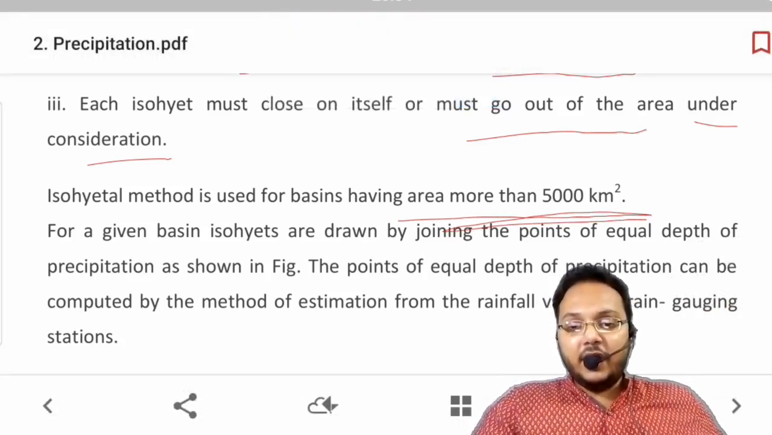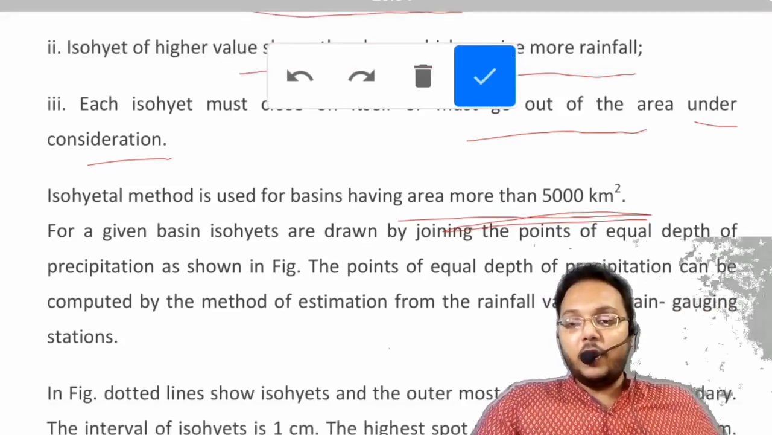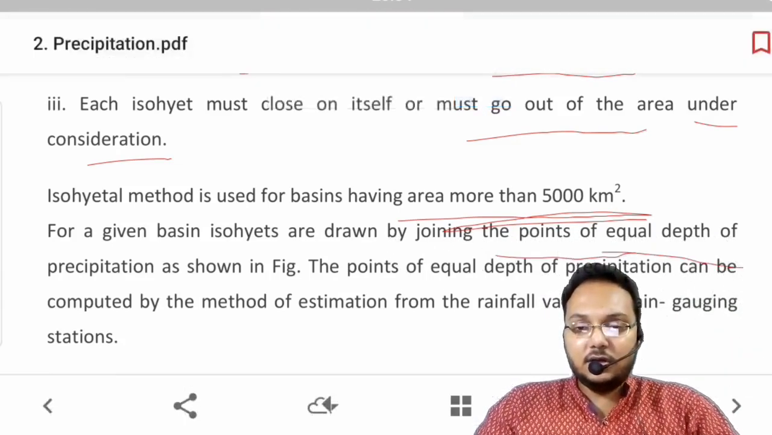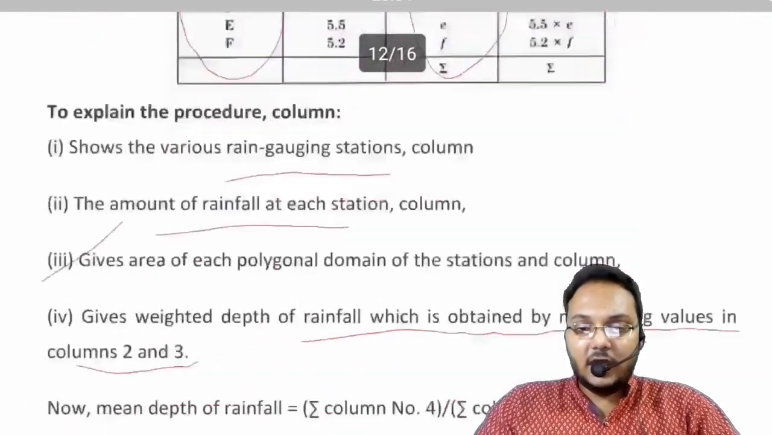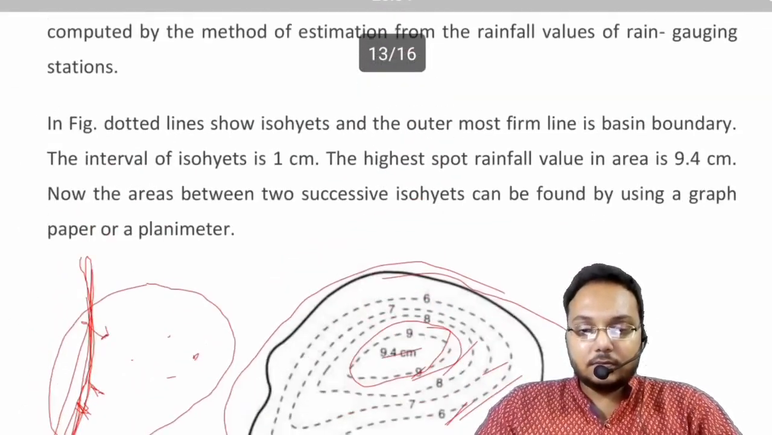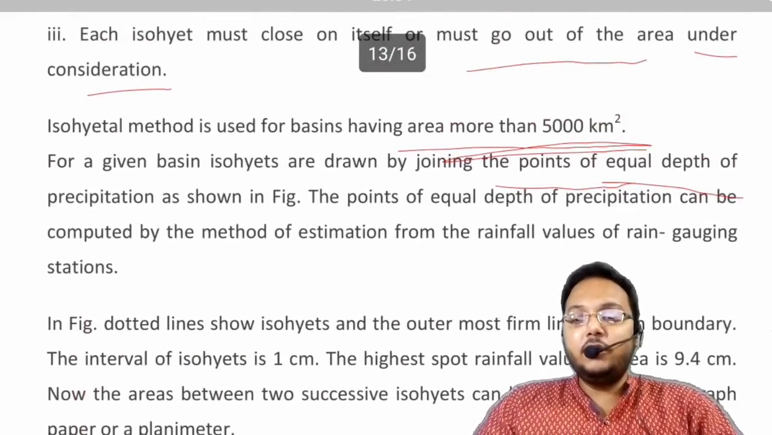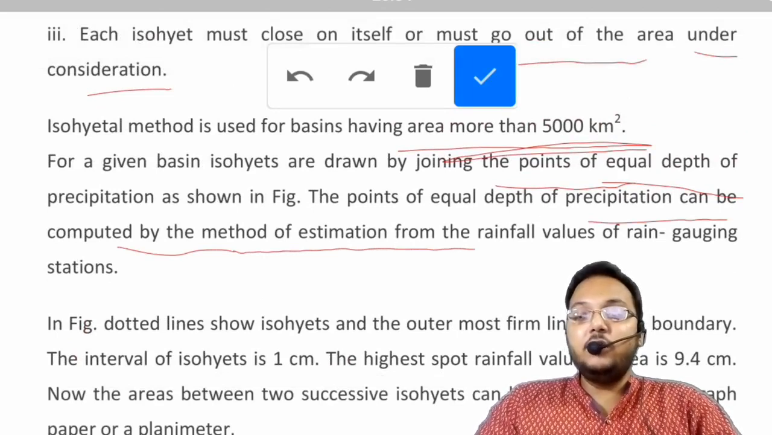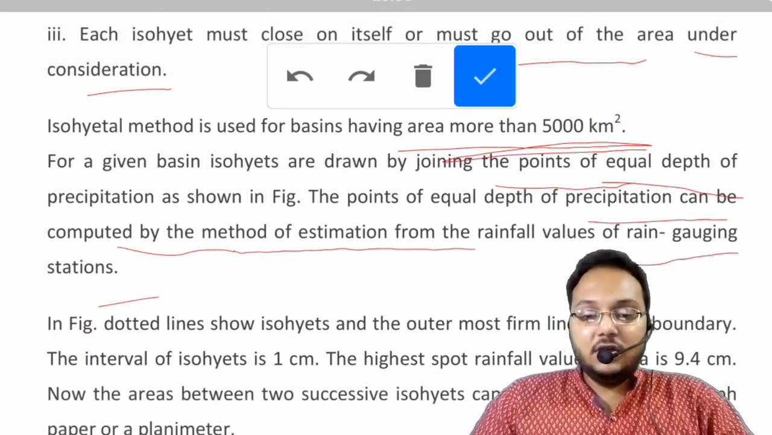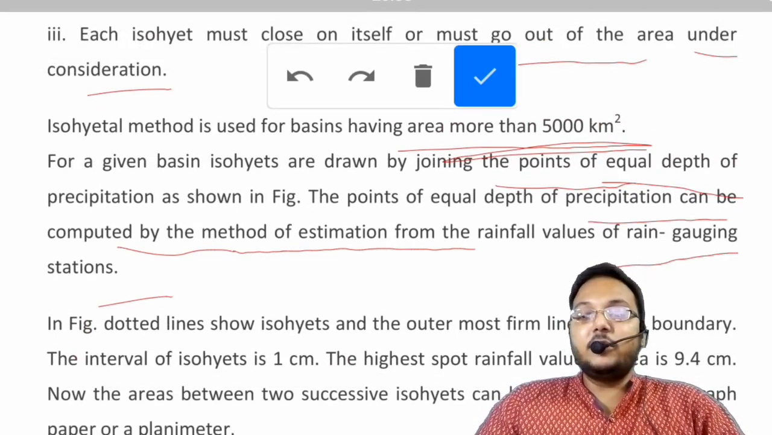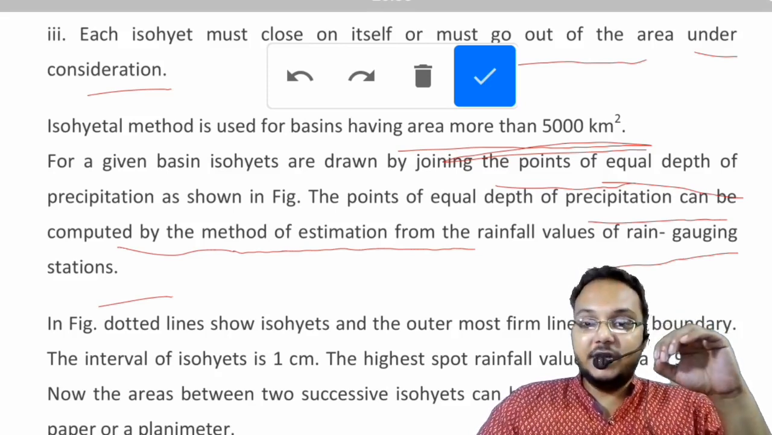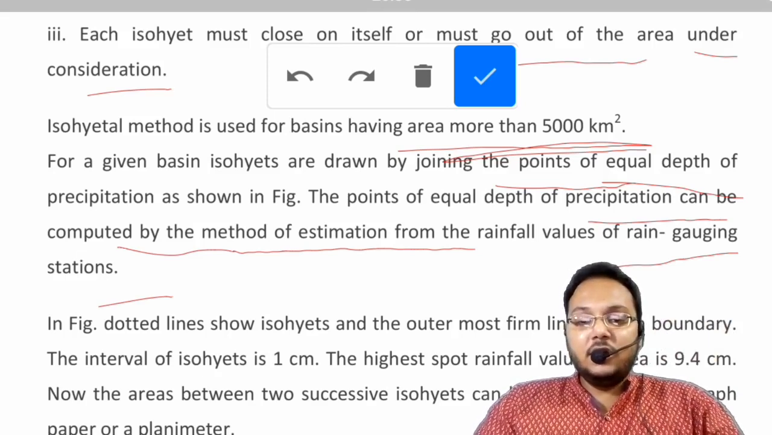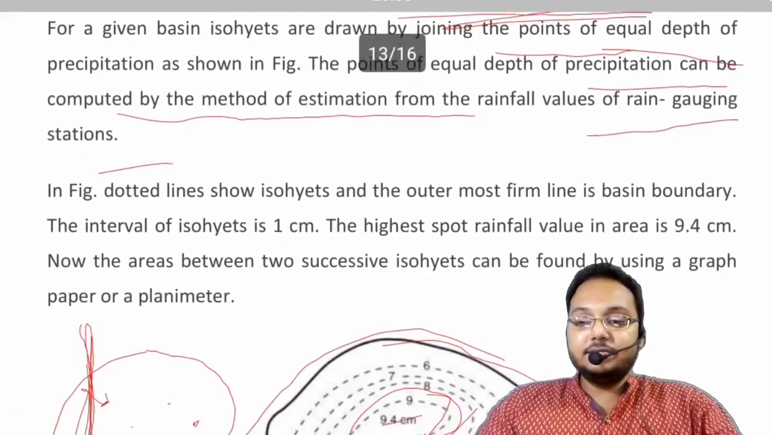So isoheights are drawn by joining the points of equal depth of precipitation, as we have shown in the figure here. Next, the points of equal depth of precipitation can be computed by the method of estimation from the rainfall values of rain gauging stations. And in the figure, the dotted lines show the isoheights.